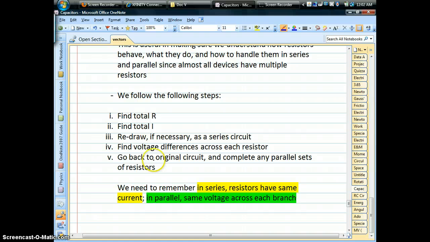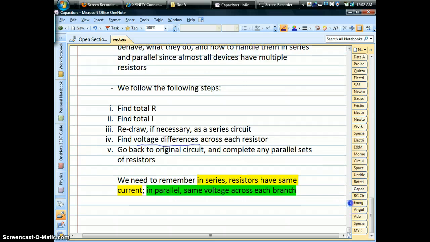The benefit of doing that, the reason we do that, is in series we can find voltages. We can find the voltage differences, which allows us to go back to the original circuit and then find what the actual currents are and how they split when they go into parallel sets.